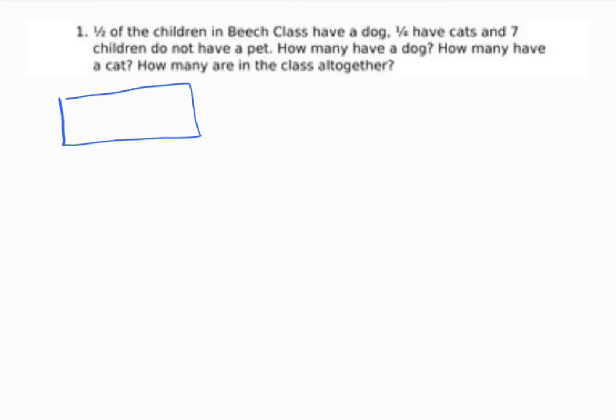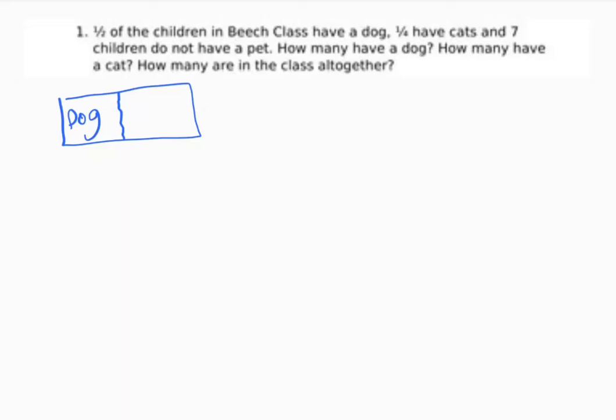First of all, I need to understand what information I have from the question, and after that, what the question is asking. It says that half of the children in this class have a dog. So the first thing is just dividing this shape into halves, and the first half all have a dog. Very simple.